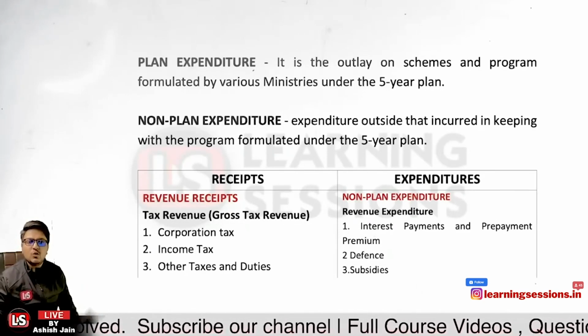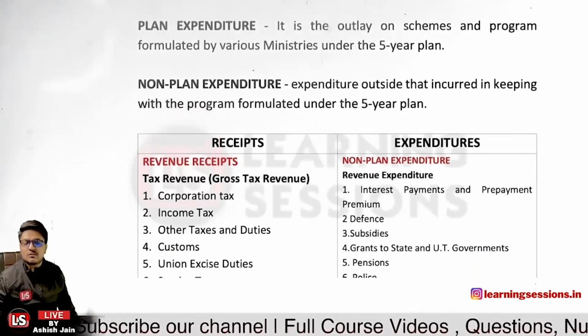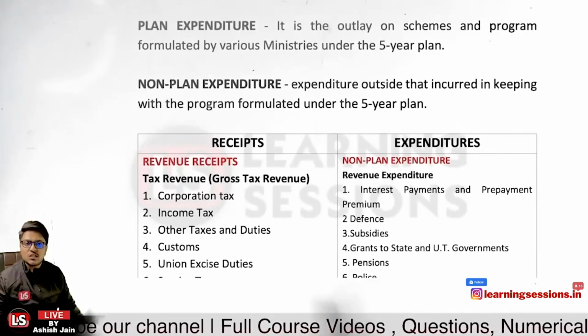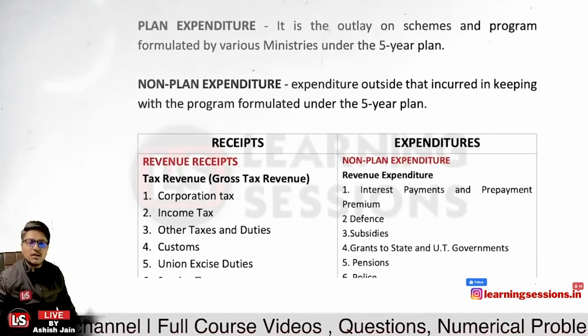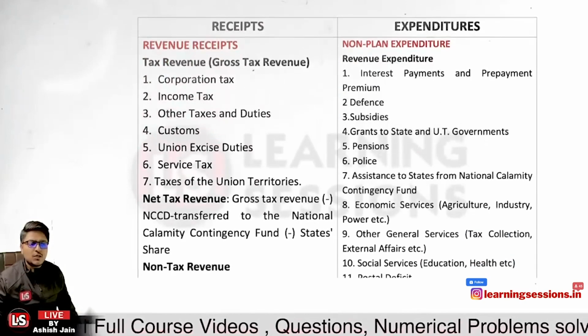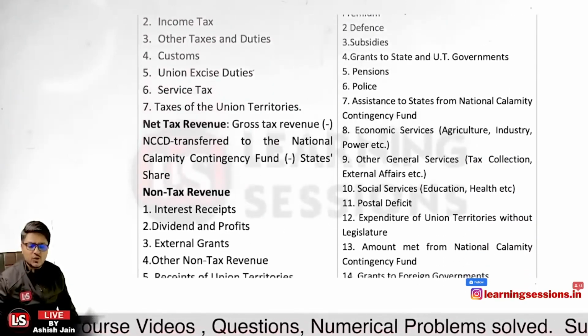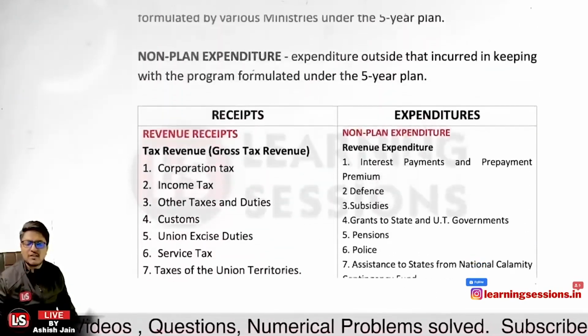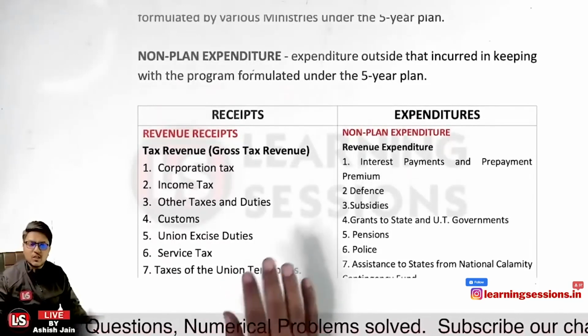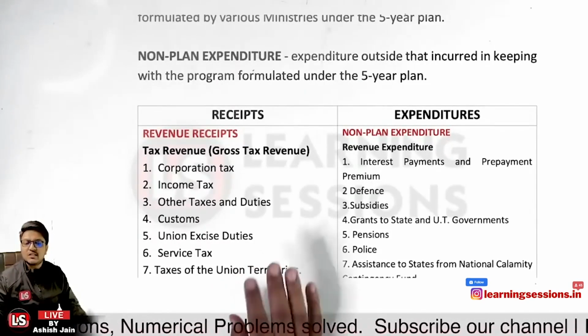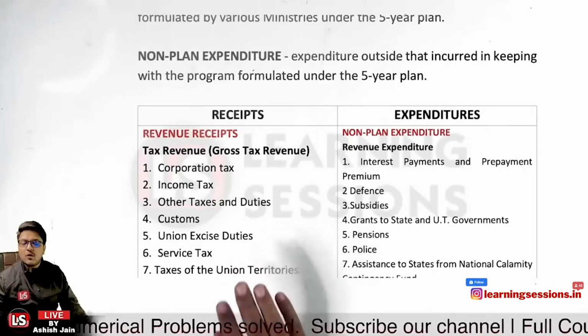First of all, it is related to the receipt side, that is the revenue receipts. Revenue receipts are related to what? Those receipts are either related to tax revenues or to non-tax revenues. So we will be looking at the tax revenues first of all. Let us have a look at the gross tax revenue, that is the aggregate of all the taxes.